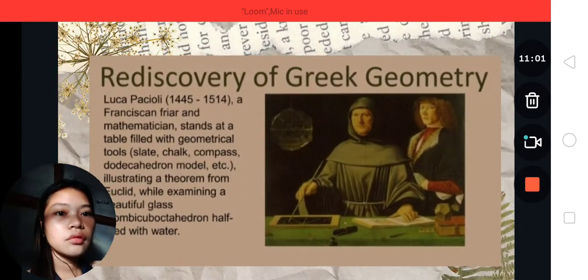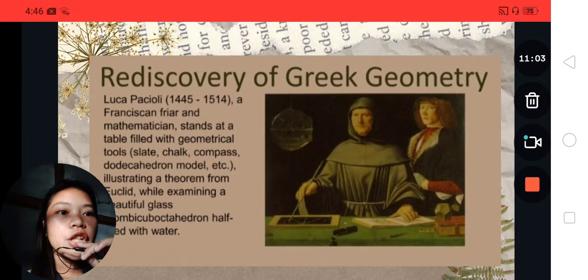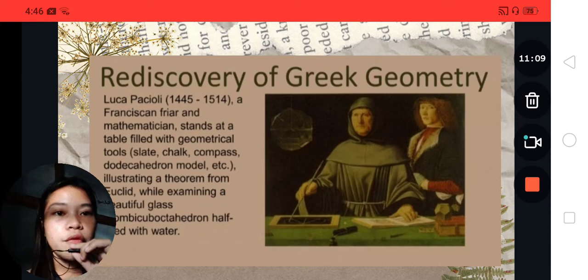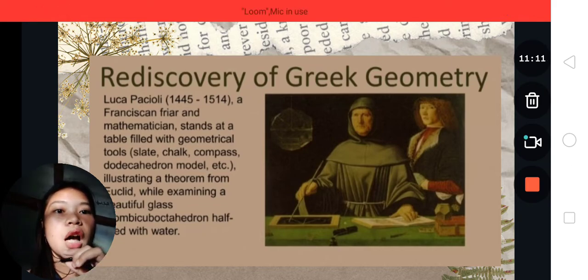The rediscovery of Greek geometry. Luca Pacioli, 1445 to 1513, a Franciscan friar and mathematician, stands at a table filled with geometrical tools, slate, chalk, compass, and a dodecahedron model, illustrating a theorem from Euclid, while examining a beautiful glass rhombicuboctahedron half filled with water.